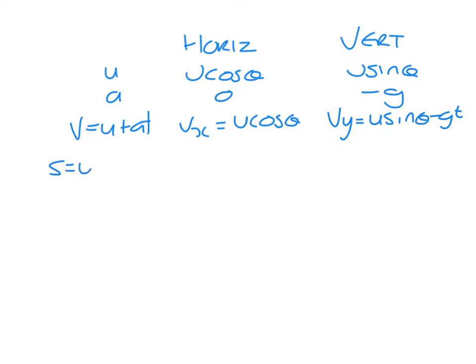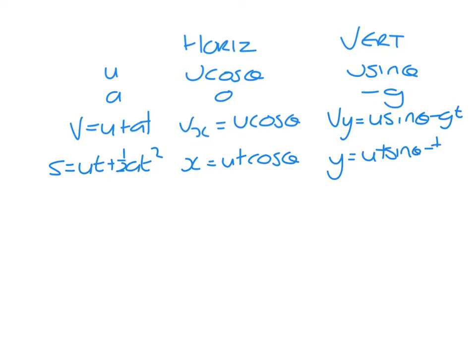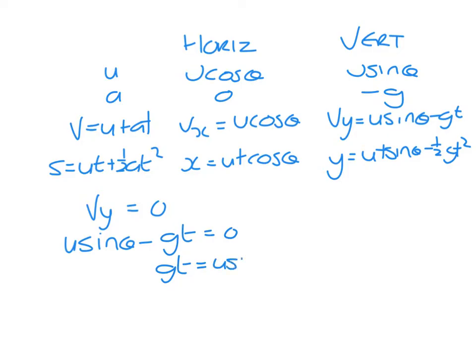And then if we use s equals ut plus a half a t squared, x is ut cos theta, and y is ut sine theta minus a half g t squared. Greatest height happens when the vertical velocity is 0, so that's when u sine theta minus gt is 0. So gt equals u sine theta, t equals u sine theta over g.